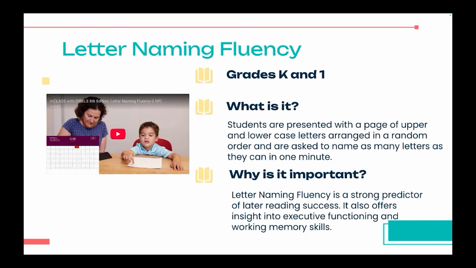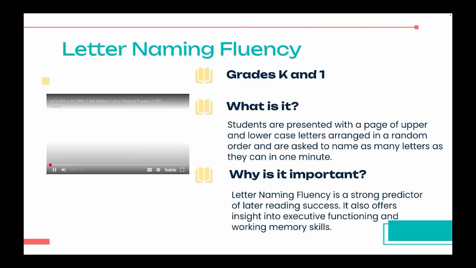Letter naming fluency is measured through a 1-minute assessment given to kindergarten and 1st grade students. Students are presented with a page of upper and lowercase letters arranged in random order, and students are asked to name as many letters as they can within 1 minute. Letter naming fluency is a strong predictor of later reading success. Beyond reading skills, letter naming fluency also offers insight into students' executive functioning and working memory abilities, helping teachers understand how students process and retain information. All right, so we're going to watch a little video.